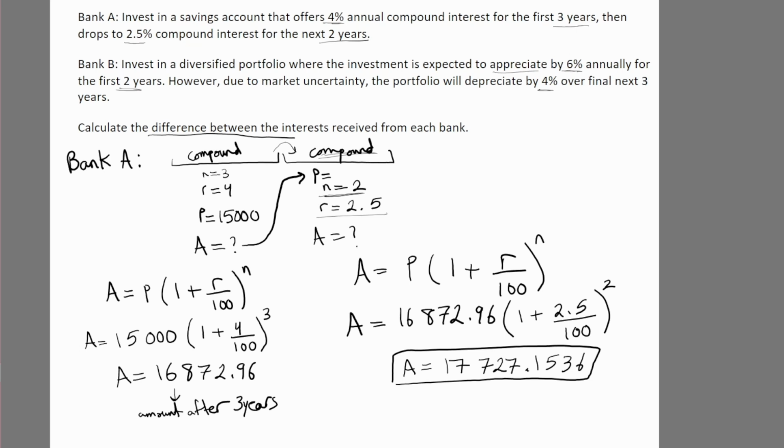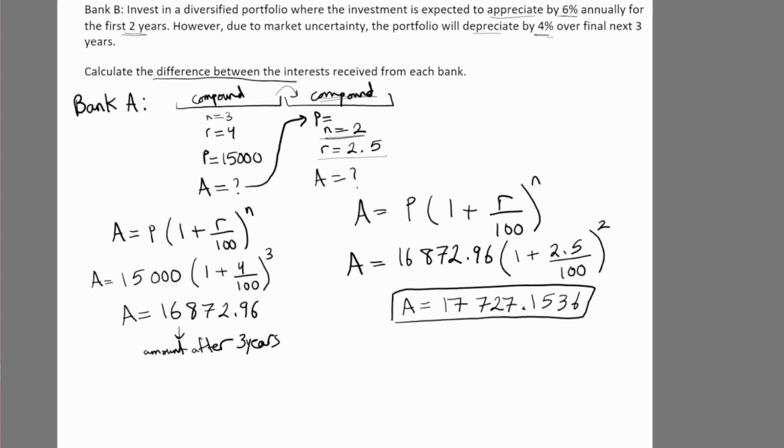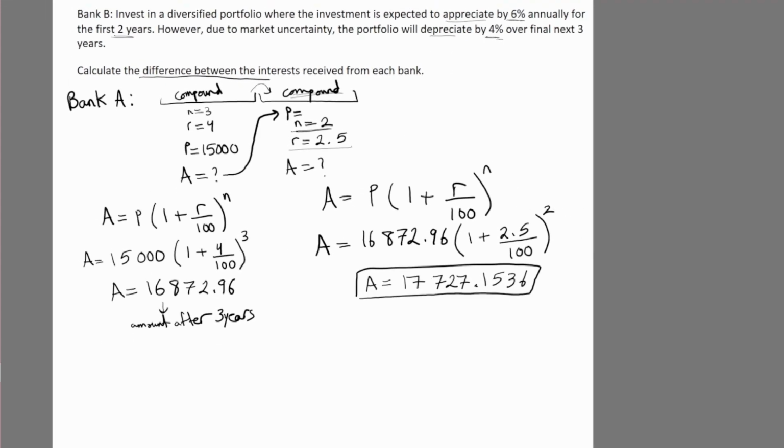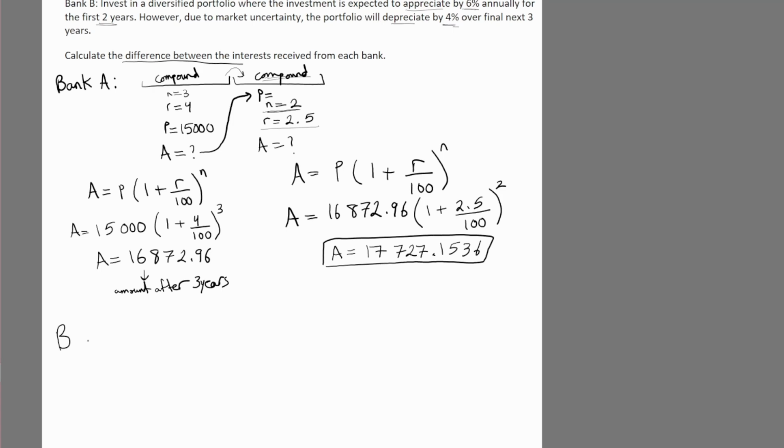Okay, now let's calculate for Bank B. So in Bank B, we're being asked to invest in a diversified portfolio where the investment is expected to appreciate by 6% annually for the first 2 years, but it will depreciate by 4% over the next 3 years. All right, so let's draw a quick scenario. So Bank B. So we're going to be dealing with firstly 2 different scenarios right here. At first, our investment will be appreciating, and then we'll have depreciation.